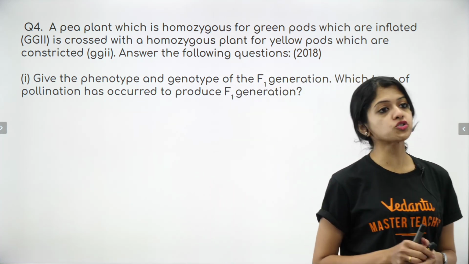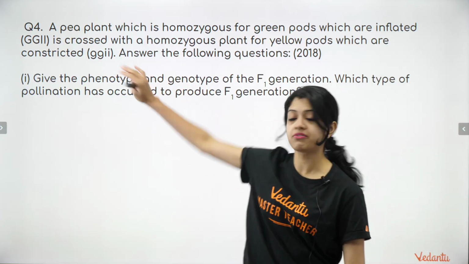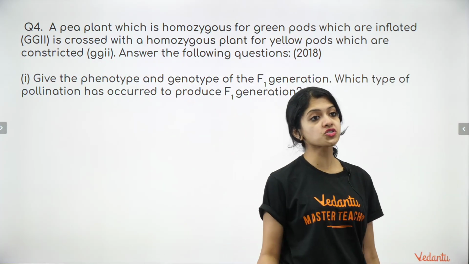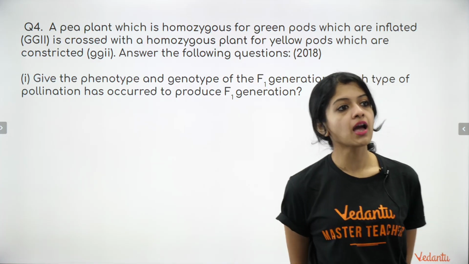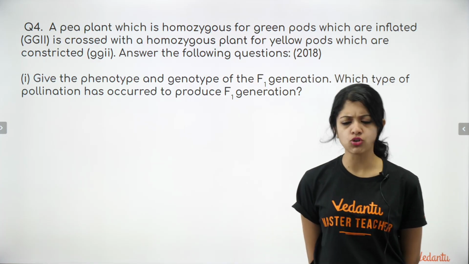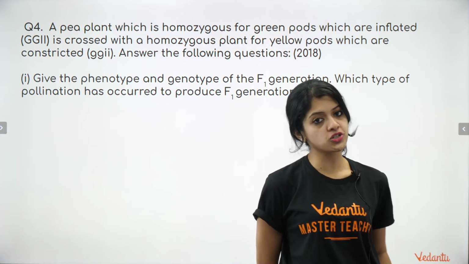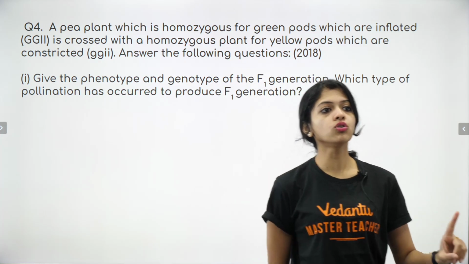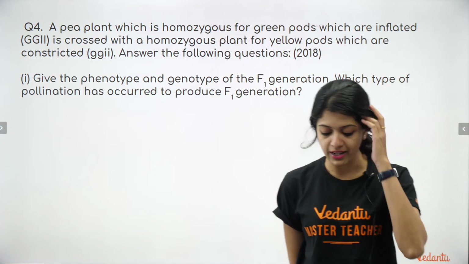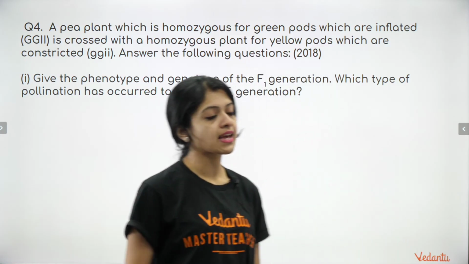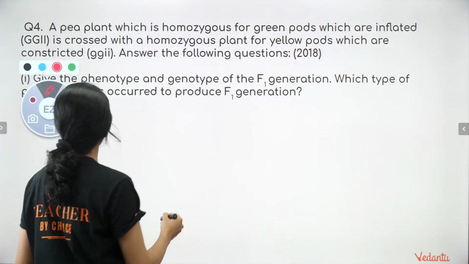A pea plant which is homozygous for green pods which are inflated, and the genotype is given to you within brackets, is crossed with a homozygous plant for yellow pods which are constricted. The genotype is again given to you. Answer the following questions. You have 5 questions to answer. Here I have given you the first one. Give the phenotype and genotype of the F1 generation. What would be the phenotype and genotype of the F1 generation?